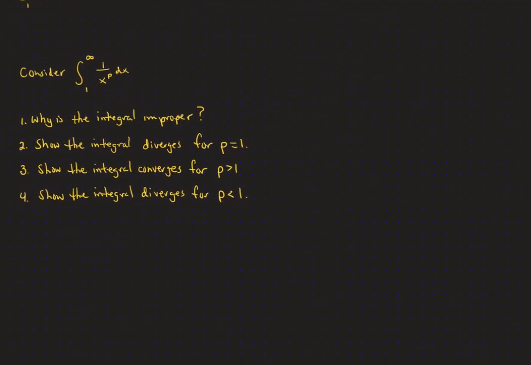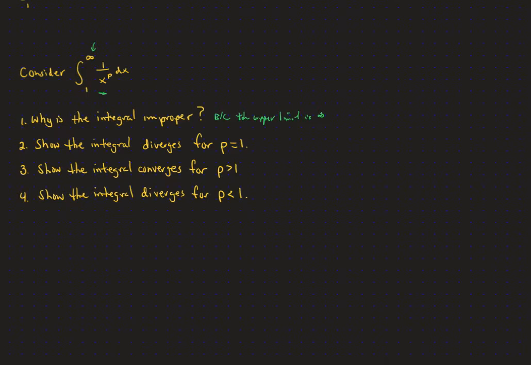And so to help us with that a little bit, we're going to talk about the integral of 1 over x to the p from 1 to infinity. So what happens with the integral of a power function? Why is this improper? It's improper because our upper limit is infinity. We're going to learn in a little bit that there are other ways of getting improper integrals besides having infinite limits, but for now, that's why this one is improper.